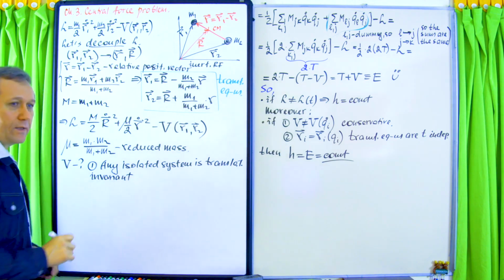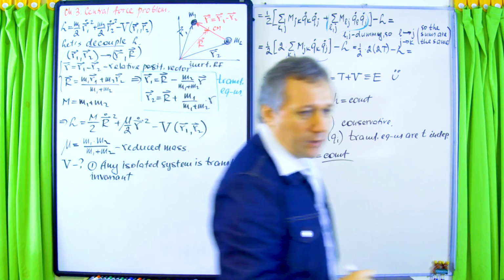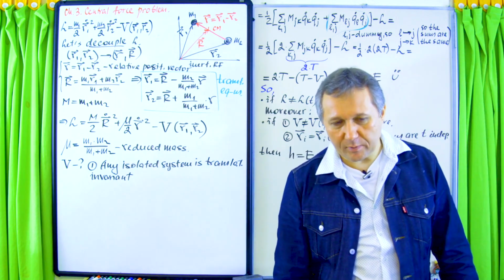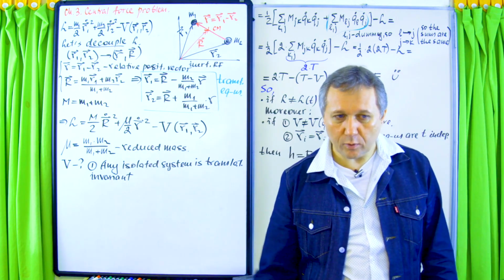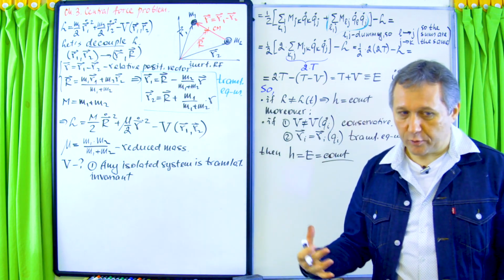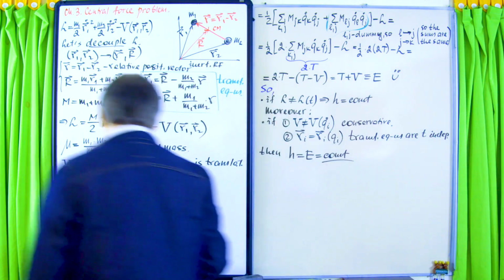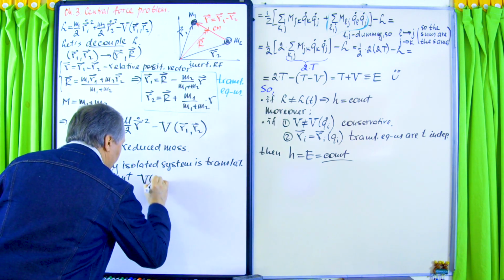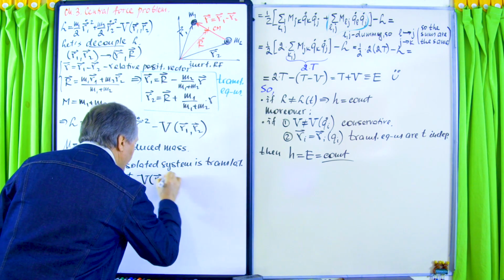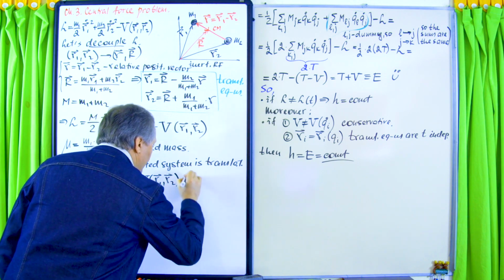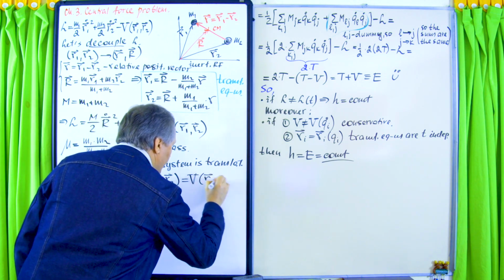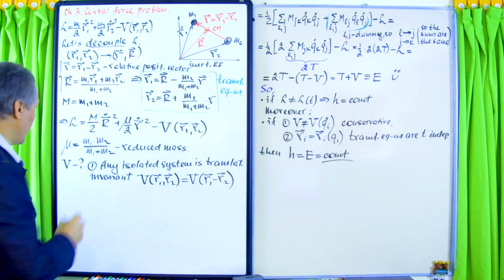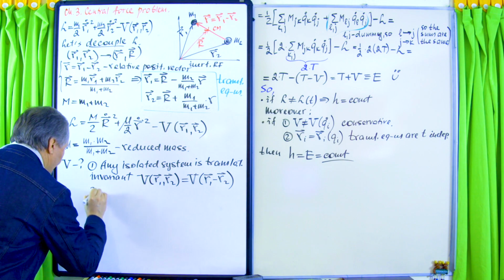If you preserve the distance between them and orientation, it doesn't matter where you position the system, it will live exactly the same life, right? So potential energy should not depend on the values of R1 and R2. It should depend on the difference. So as a result, I can write that V, which is a function of R1 and R2, is equal to the potential energy, which is a function of R1 minus R2. But it's not the whole story. Now we need to impose the second condition.